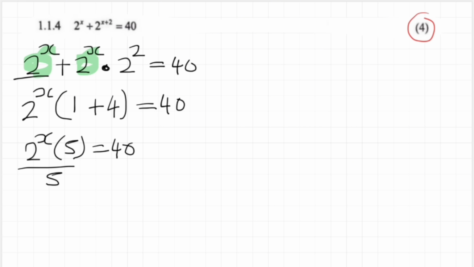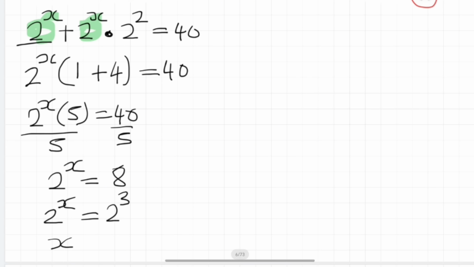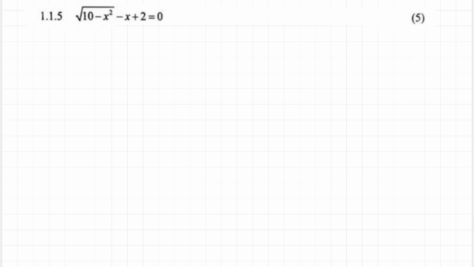Then we can divide both sides by 5. Then 2^x is going to equal, if you divide this, 8, actually. So this is 2^x, and then you need to change this into a prime base, which is going to be 2 exponent 3. Good. Since the bases are the same, now we equate the exponents. So we equate x to 3. So this is going to be the value of x for this question. Let's move on to 1.1.5, where they also say solve for x.